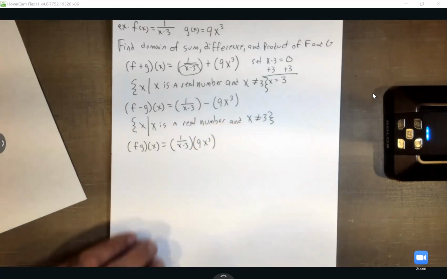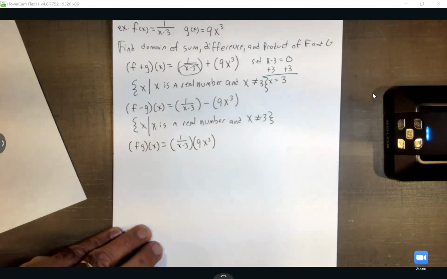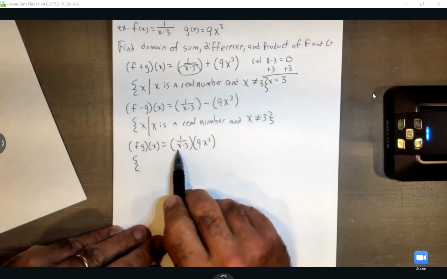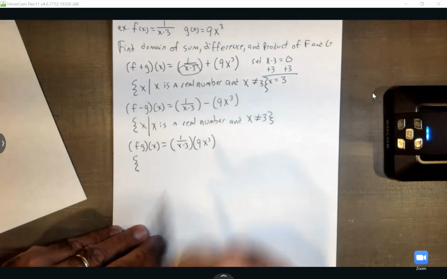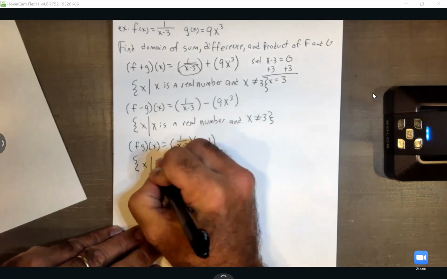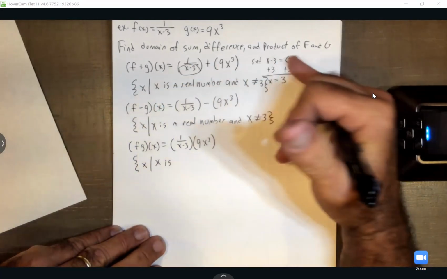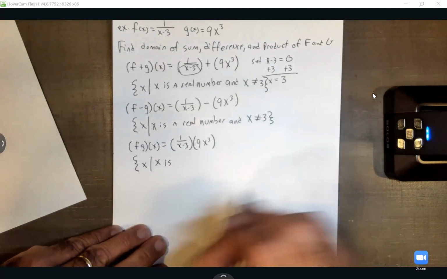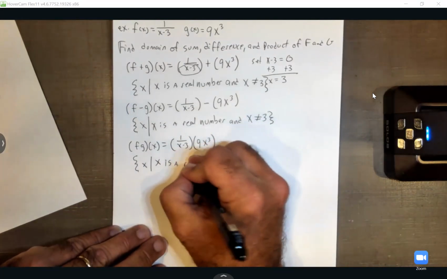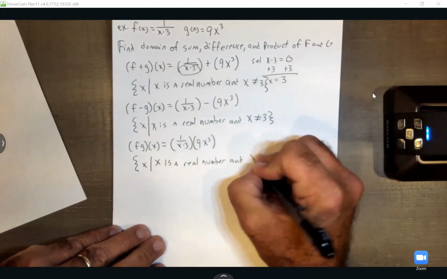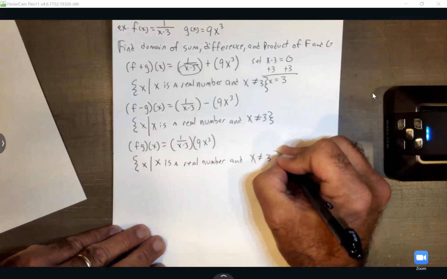So this one too? Yes. Yeah, because I'm putting 3 there. That's going to make that undefined. So kick that out once again. And that's why we do these kind of examples, so that y'all see that these 3 operations usually, well, pretty much 100% will have the same domains. X is a real number, and x cannot equal 3.